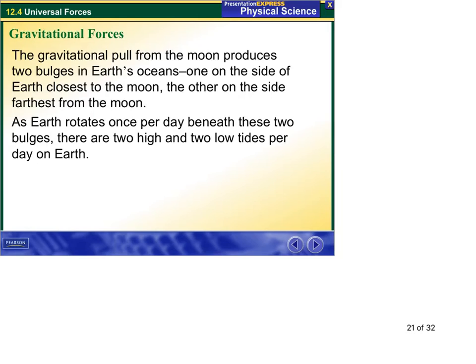The gravitational pull from the Moon produces two bulges in the ocean, one closest to the Moon and one on the other side farthest away from the Moon. So as Earth rotates, there are two high tides and two low tides per day on the Earth. So the rotation and the gravitational pull generate these tides.